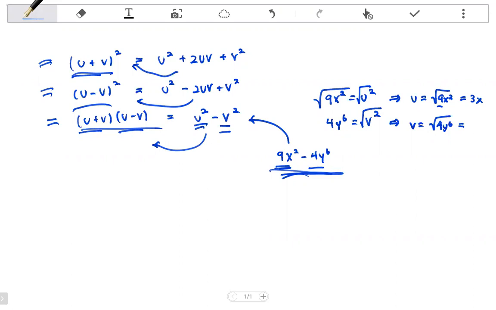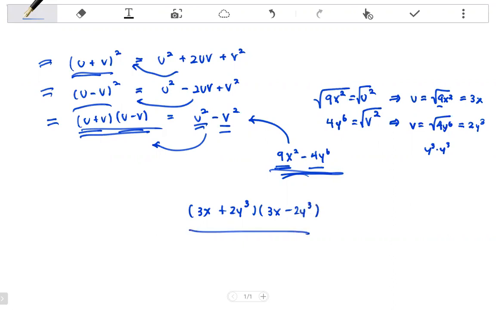And let's try v. What's the square root of 4y to the 6th? Well, square root of 4 is just 2. And the square root of y to the 6th is y cubed, since y cubed times y cubed is y to the 6th, right? So in this case, it's y cubed. So we found what u and v is, and all we have to do now is just plug it into this equation. So (3x plus 2y cubed)(3x minus 2y cubed).